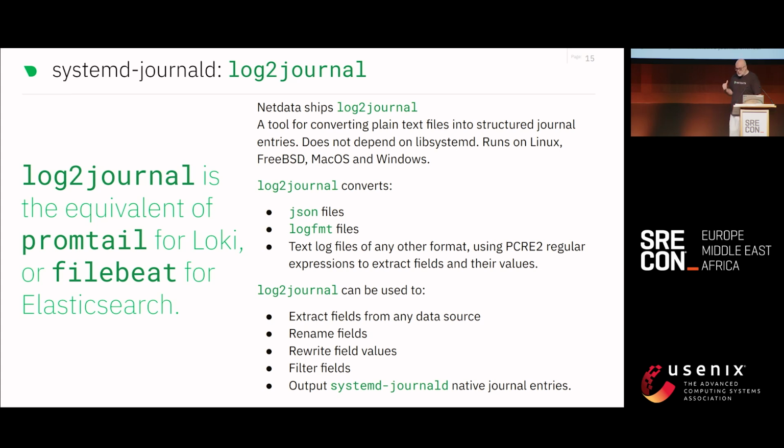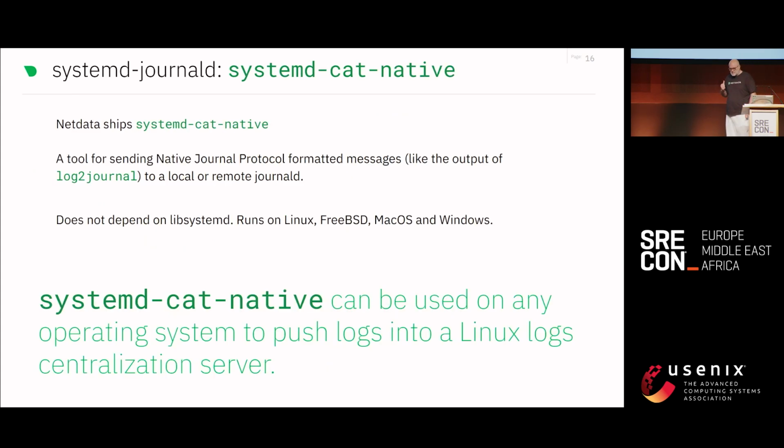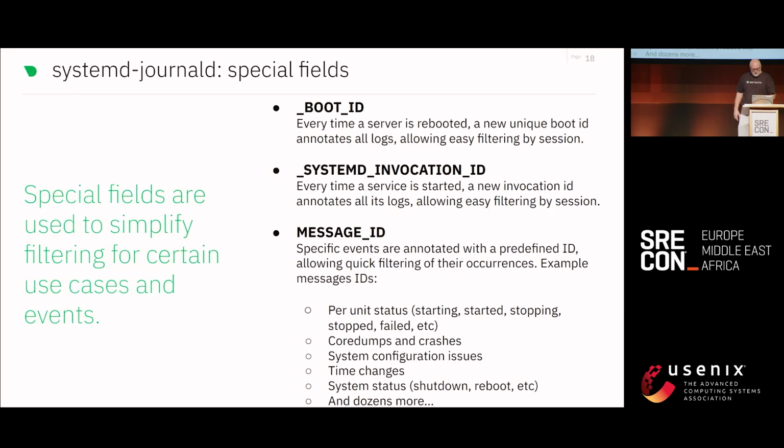log2journal actually is the equivalent of Promtail or Filebeat. This is how you should think about it. It tails logs, extracts information from the logs, renames fields, rewrites values, all this processing, and then exports this to systemd journal. We have a tool also that we call systemd-cat-native. This accepts native structured messages for systemd journal and can send them either to the local journald or a remote systemd journal remote.